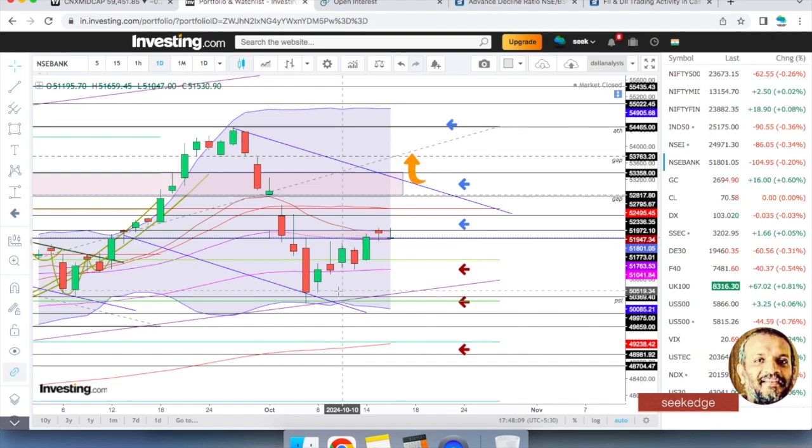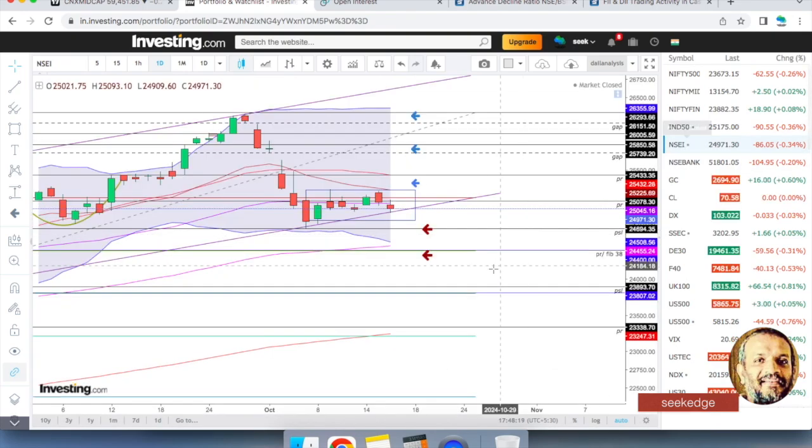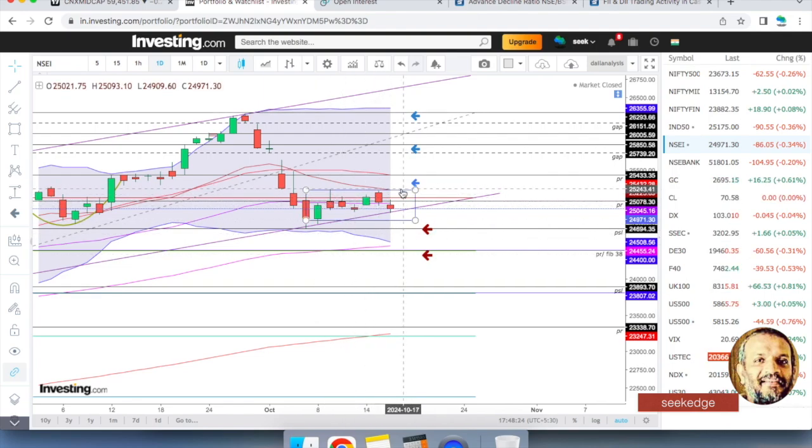And look at where it has become indecisive. It is at a major resistance zone at 52,000. That's where the 20 exponential moving average is, and look at where this is getting hit. It's at the same point, the 20 exponential moving average.